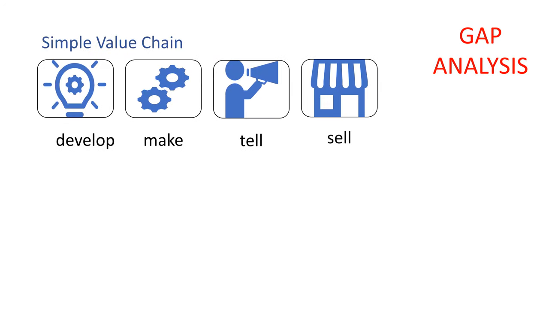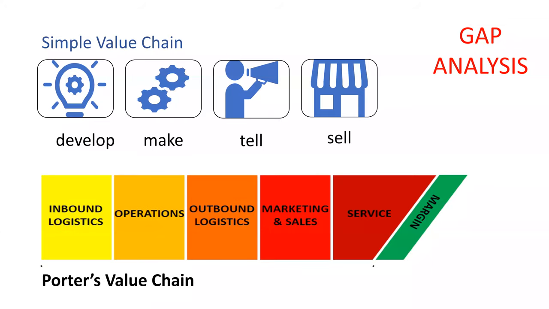What I want to do in here is just do a simple gap analysis now between the simplistic model and the Porter model of the value chain. Again, just to emphasize that simplistic model, there were gaps in it. First thing you got in on the simple value chain, we talked about develop, make, tell, and sell. Looking at the primary activities of the Porter value chain, we talked about inbound logistics, operations, outbound logistics, marketing and sales and service. And if you then bridge the gap between them, you see where the gaps are.